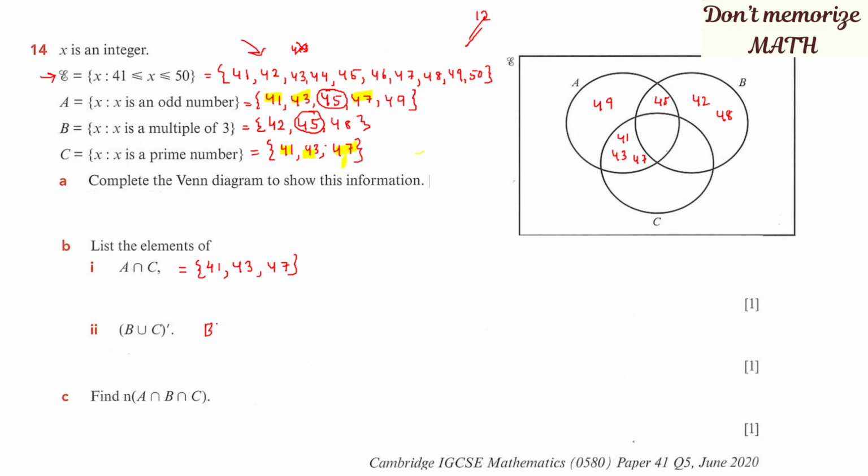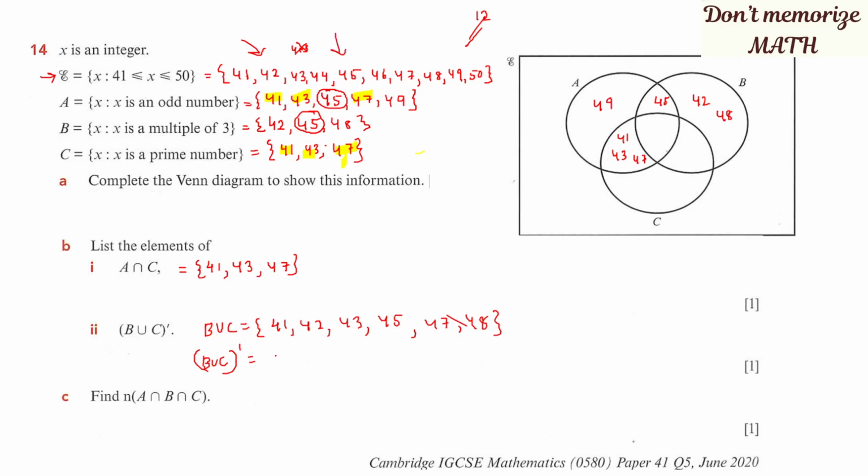So first we will find B union C. What is B union C? B union C is B elements and C elements together. So we have 41, 42, 43, 45, 47 and 48, right? So 1 2 3 4 5 6, 6 elements. Okay, so B union C whole complement means other than B union C elements.